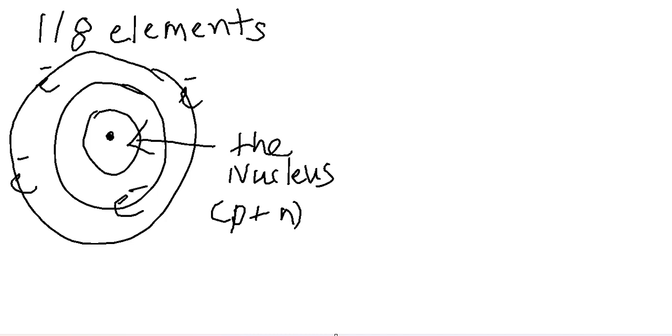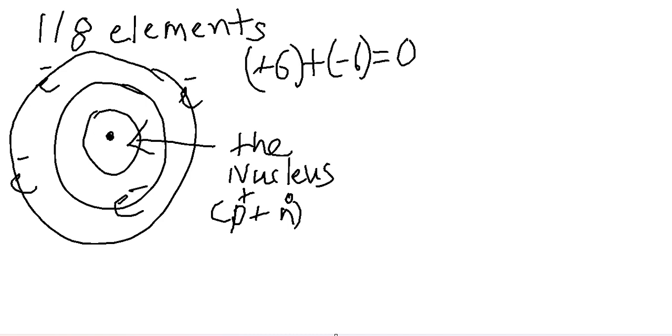Protons carry a positive charge, electrons carry a negative charge, and neutrons do not have a charge. They are neutral. Now, an atom by definition is neutral, so the charge should be zero. Well, if protons carry a positive charge of, let's say, positive 6 in a carbon atom, then the number of electrons must match the number of protons, such that a positive 6 and a negative 6 makes it a 0. So, in a neutral atom, the number of protons is equal to the number of electrons.